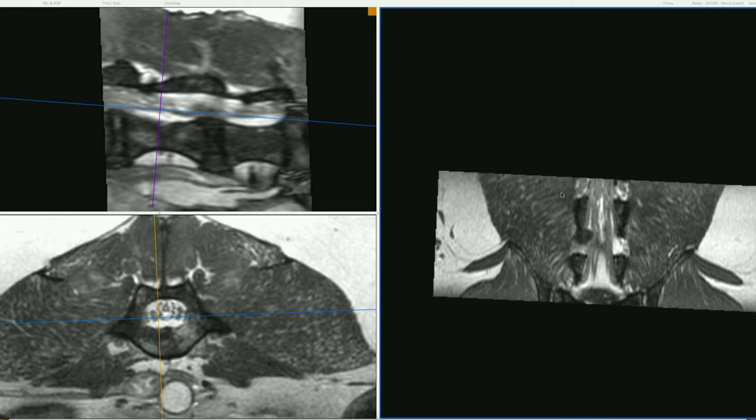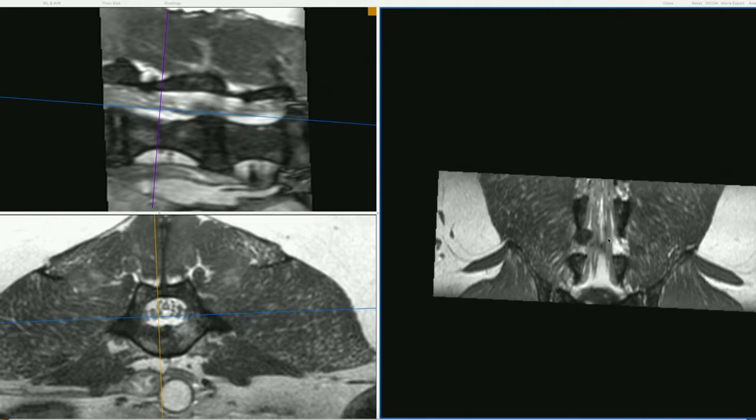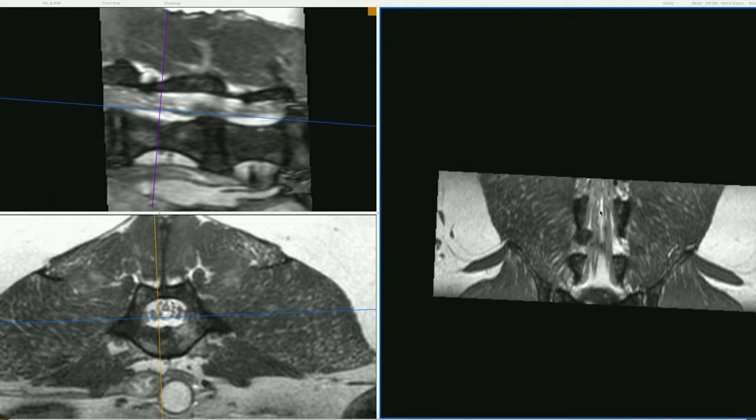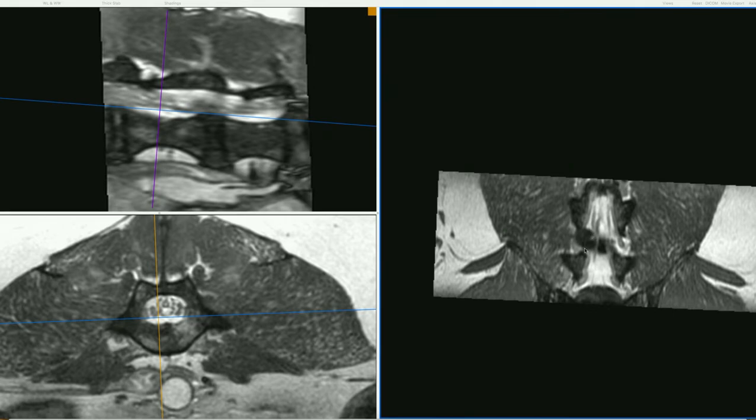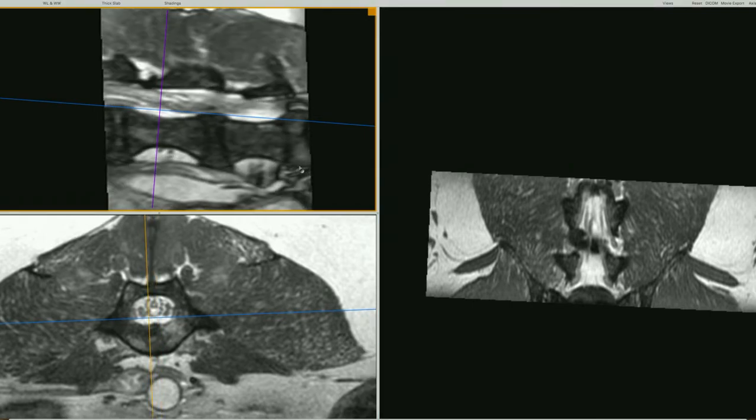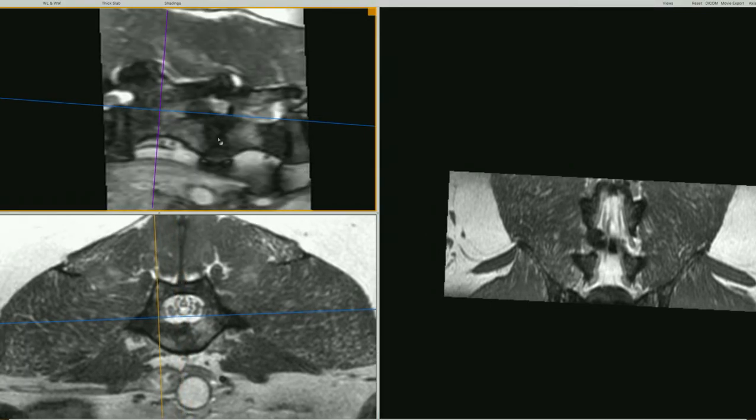So here we have the dorsal plane reconstruction, and we can see very nicely at L6-7 on the right that the L6 nerve is being severely compressed by this nodule of low signal tissue extending dorsally from the disc space. If we look at the sagittal plane images, we can see very nicely this nodule of low signal disc material extending craniodorsally from the disc space.